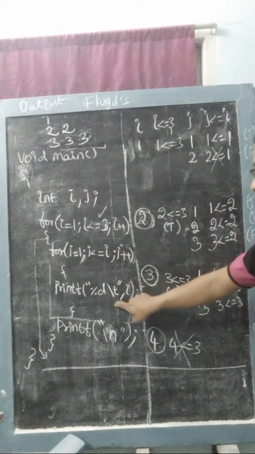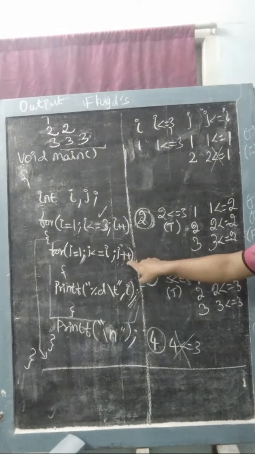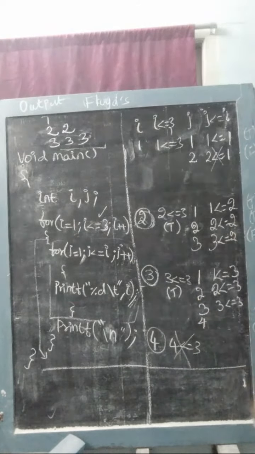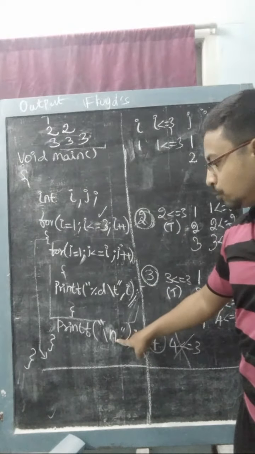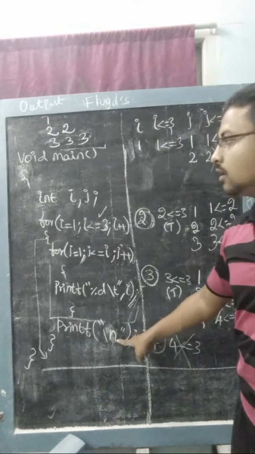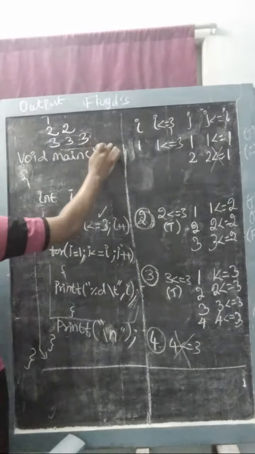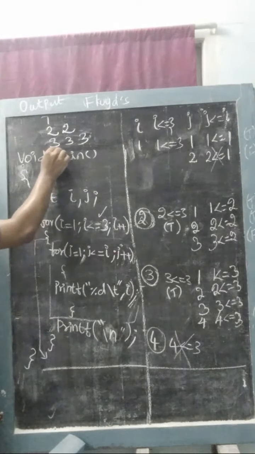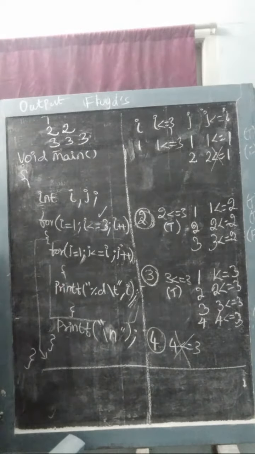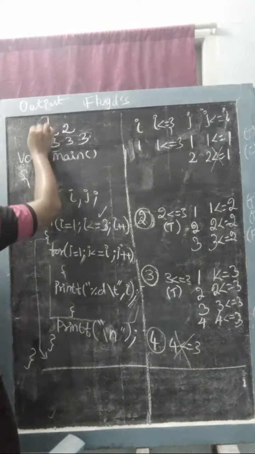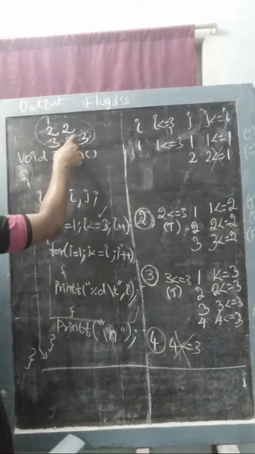After the execution of the statement, the j value will be incremented, that is 4. 4 less than or equal to 3, the condition is false. If the condition is false, it will come here. It should be slash n, that is the next line. So the cursor is blinking here, it will move to the next line. The loop will exit. The output will be 1, 2, 2, 3, 3, 3.